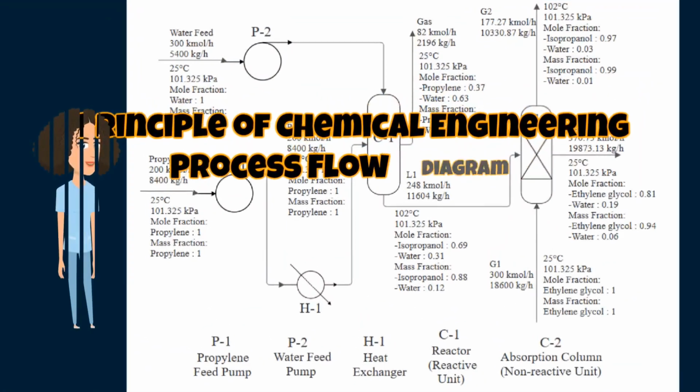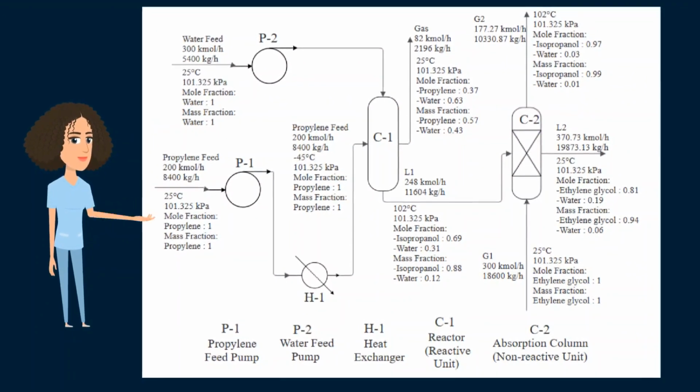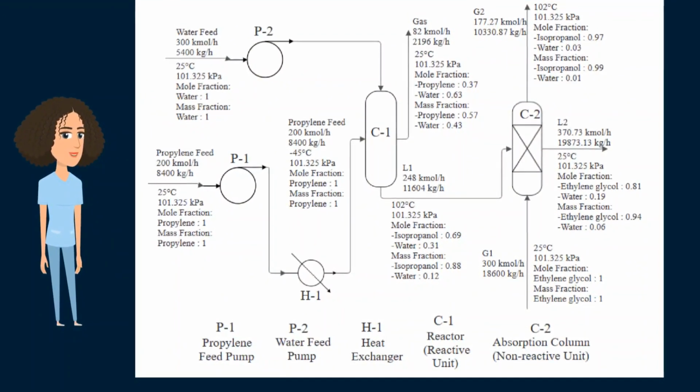The process flow diagram above shows the production of isopropyl alcohol through the hydration of propylene. First, the propylene is fed into the P1 feed pump and water is fed into another feed pump labeled P2. The function of the pump is to transport fluids from one unit to another unit.